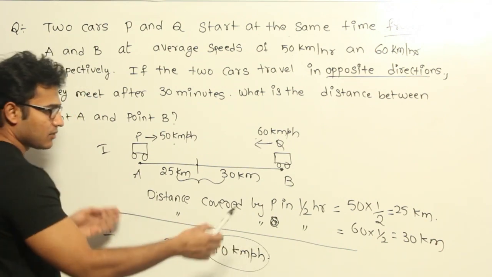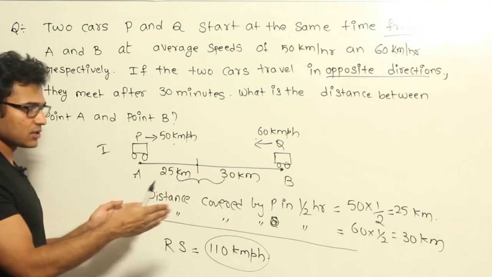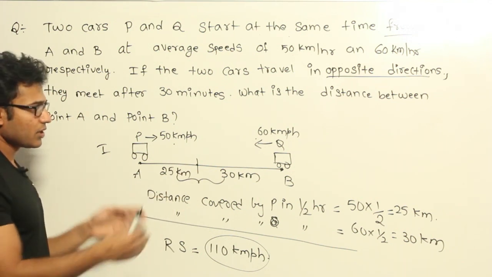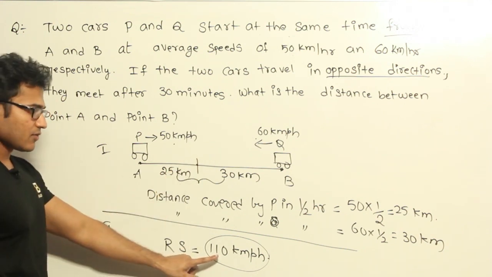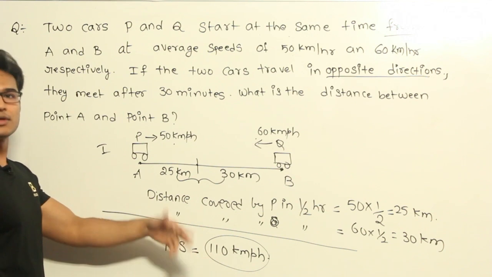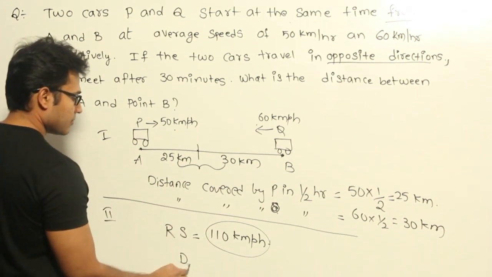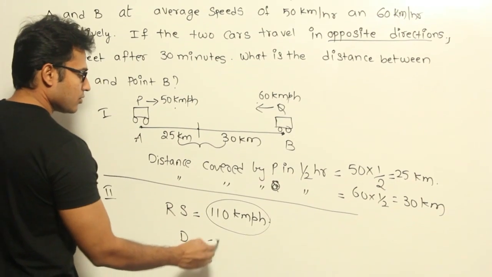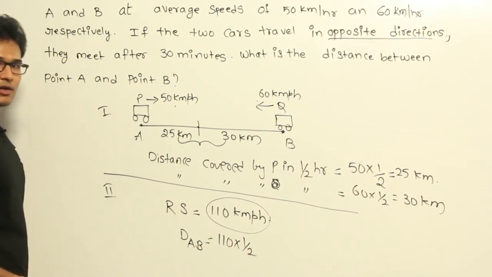If this is the rate at which the distance is shrinking, and in half an hour the distance has shrunk to 0, then what is the initial distance between these two? That is nothing but the distance covered by this relative speed in half an hour, right? So the distance between A and B is equal to 110 into 1 by 2. Right? Why 1 by 2?